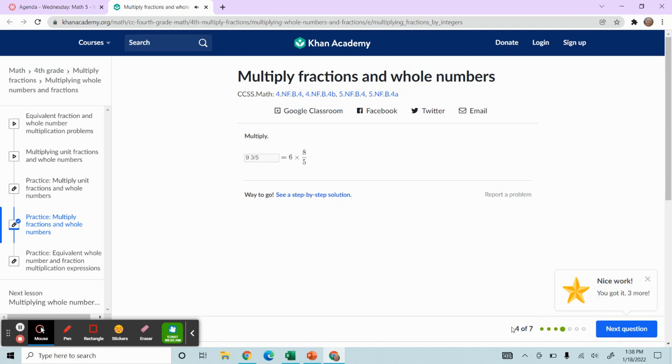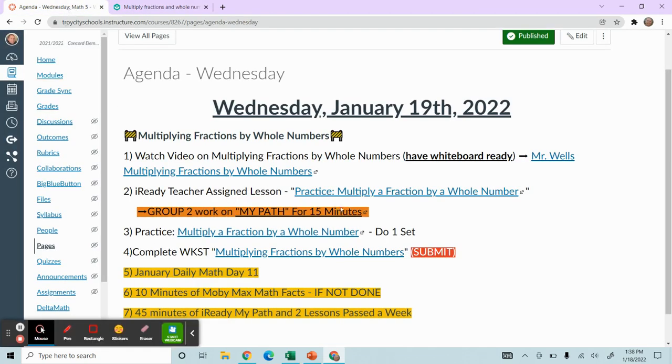Now, once you get through all 7 questions, it'll give you a score. And again, this is just a practice. So once you're done with that, you want to go ahead, and I believe I say one set. You're going to go ahead and move along to complete this worksheet, multiplying fractions by whole numbers.